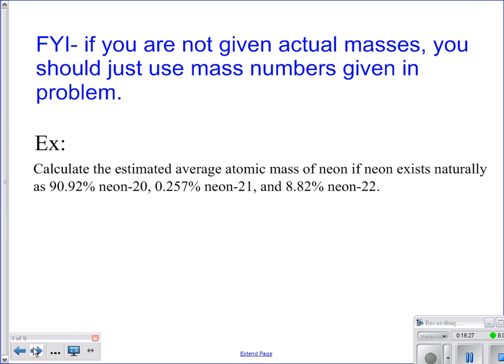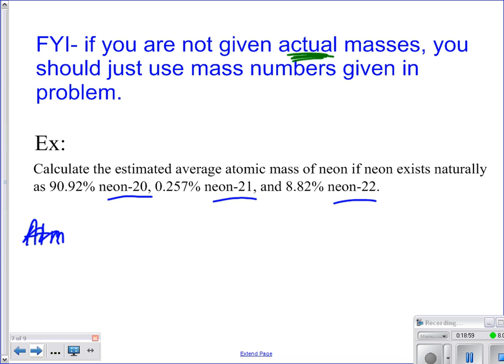Okay, last little thing I want to mention is that occasionally you will not be given the actual masses. Remember, we said actual masses are always slightly less. So sometimes you're not given those actual masses. If that's the case, then you should just use the mass numbers that are given in the problem. So for example, this problem tells us that you've got neon 20, neon 21, and neon 22. So you would just set that up. I don't need to go through that necessarily. I'll set it up, but I'm not going to go through.